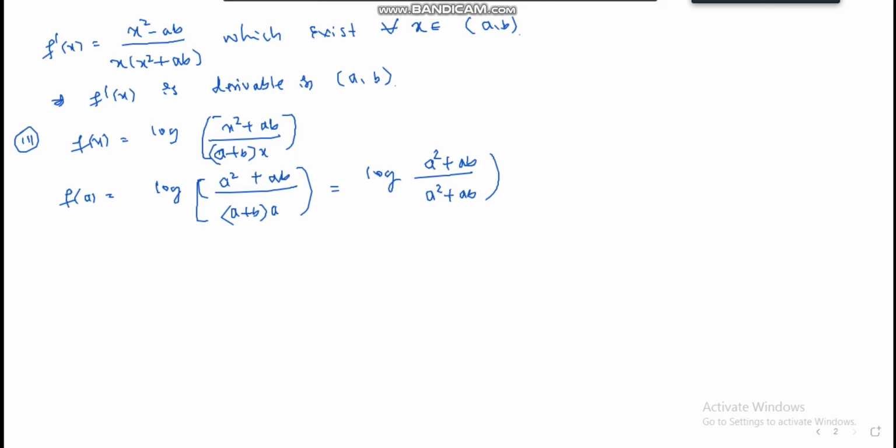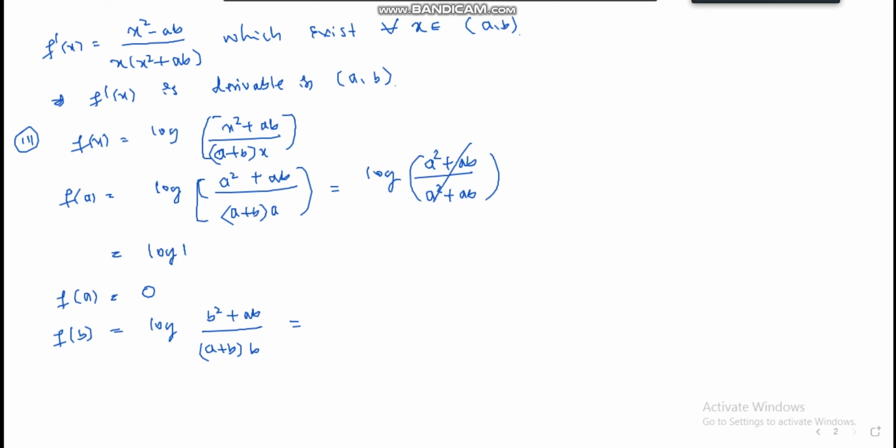Got it guys? Now both get cancelled, so we get log of 1. The value of log 1 is 0, so f(a) is equal to 0 here. Now we go for f(b). What about f(b)? We substitute the b value and again say log of (b² + ab) divided by (a + b) into b.